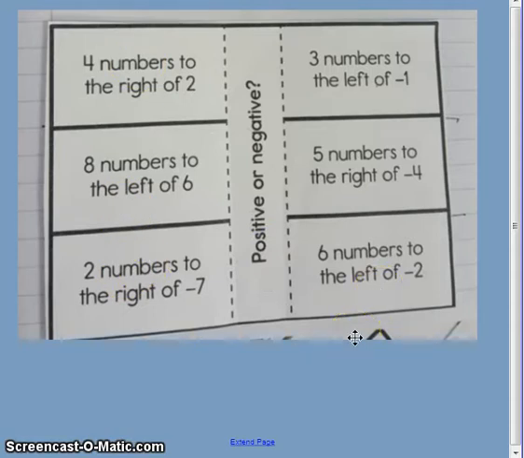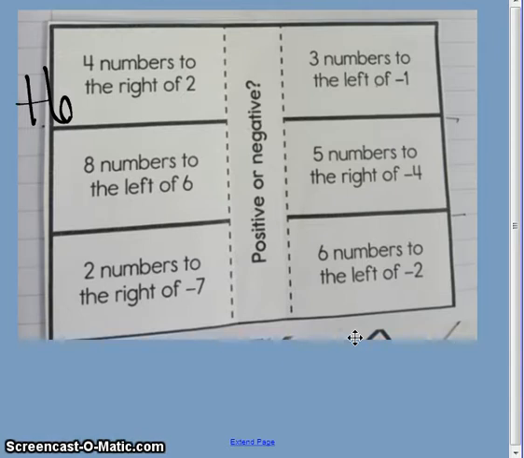So here we're going to look at 4 numbers to the right of 2. You need to make sure that you're looking at your number line. Start at 2 and you're going to hop 4 times to the right and make sure that you are paying attention that you are going to the right. And when you do that, your answer should be a positive 6. What you're going to do is you're going to write a positive 6 underneath the flap. I can't do that in my video, but you can on your paper.